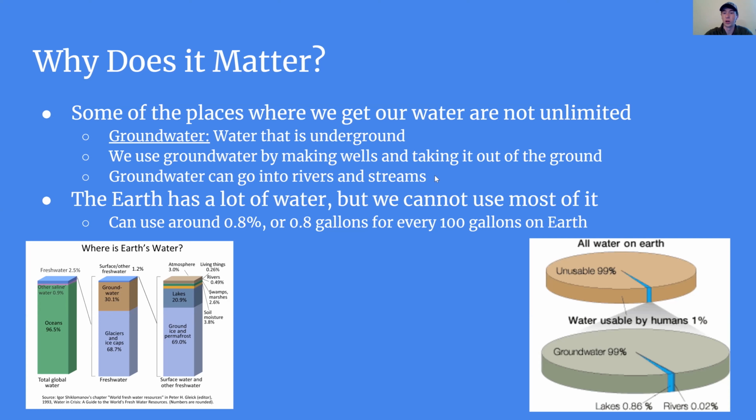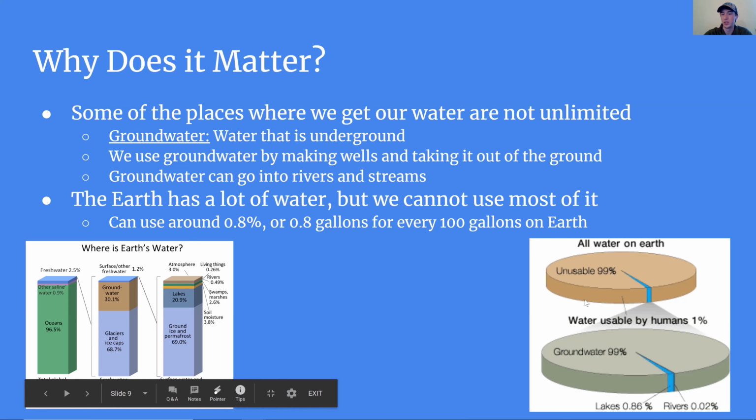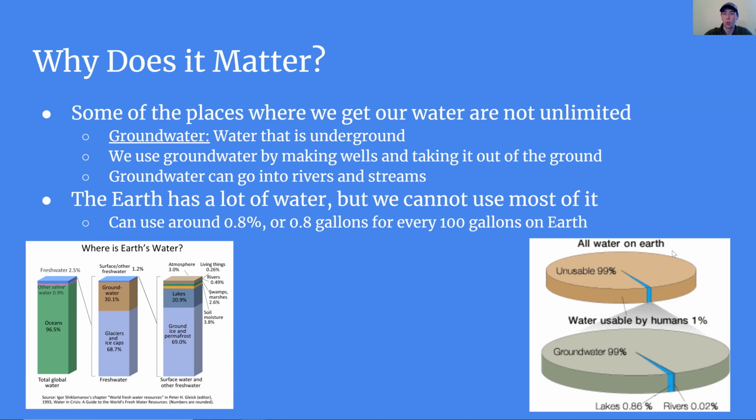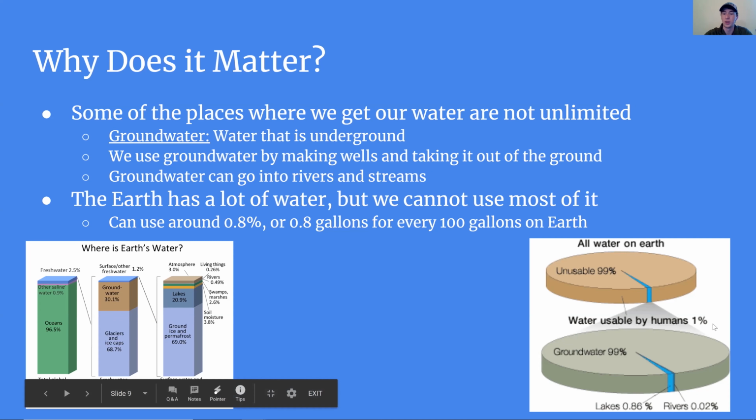Earth has a lot of water, but most of it we actually cannot use. Over on the right, we have a much simpler graph. This one says all water on Earth, 99% we cannot use, and 1% is water that we can use. And out of that 1%, 99% is groundwater, and about 1% is in lakes and rivers. So that's water that's above ground.